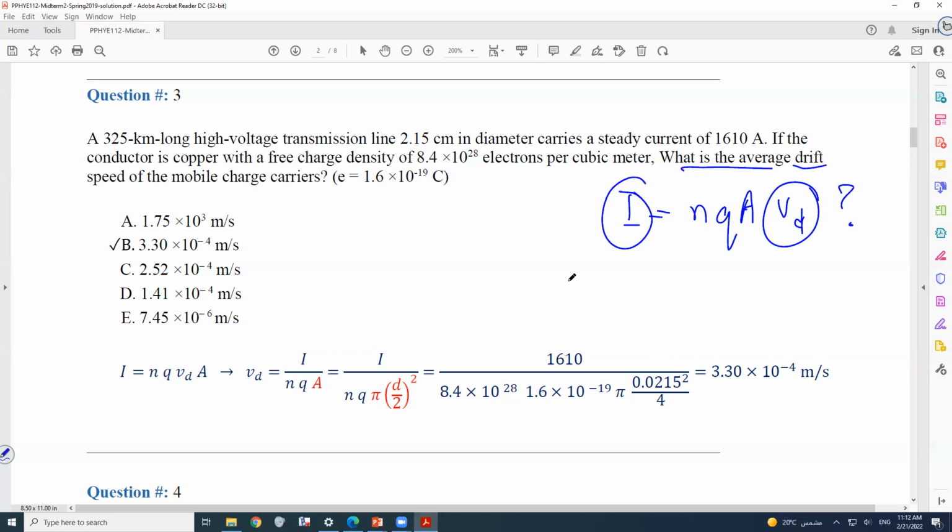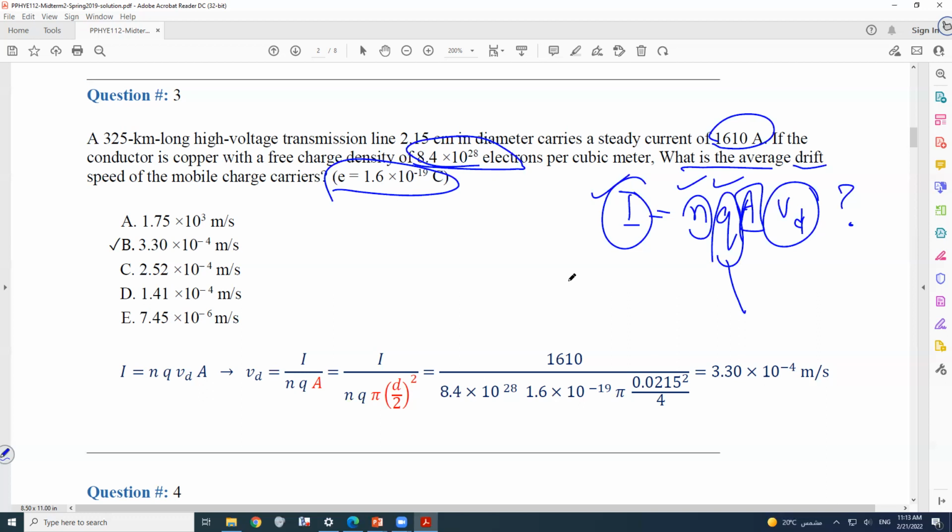So current is given to us. This is the current. N and Q, what are they? N is the density of the charge carrier. So here electrons, the negative charge, are the charge carriers, and density means how many charge carriers per unit volume. It is also given here: so many electrons per cubic meter. And Q is the charge of one charge carrier, so that means the charge of an electron. So N is given, Q is given, I is given.